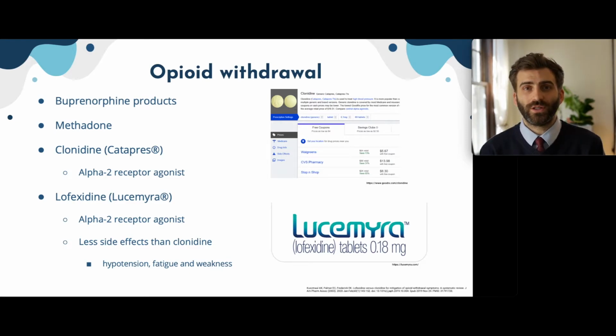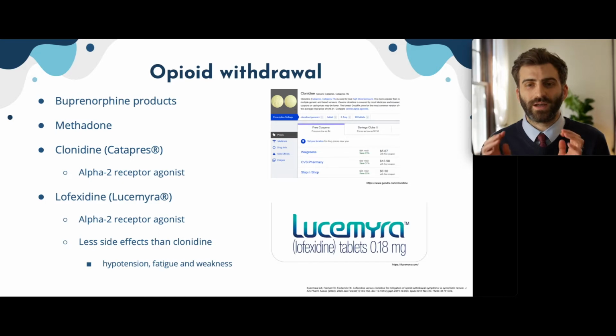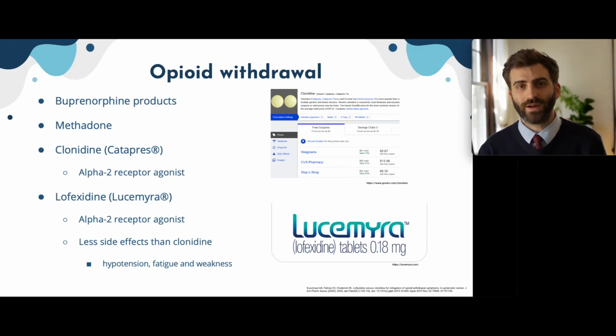Clonidine was originally developed as a blood pressure medication. It's an alpha-2 receptor agonist. Well, when someone's withdrawing from opioids, they have a surge of norepinephrine that can cause a lot of their symptoms of their withdrawal. And clonidine or lofexidine helps to prevent that surge from happening and prevents a lot of the effects. These are medications in the same class, so choosing between them can come down to a few factors.